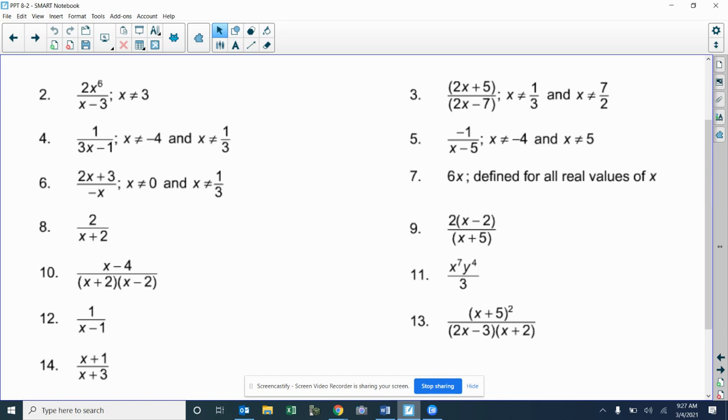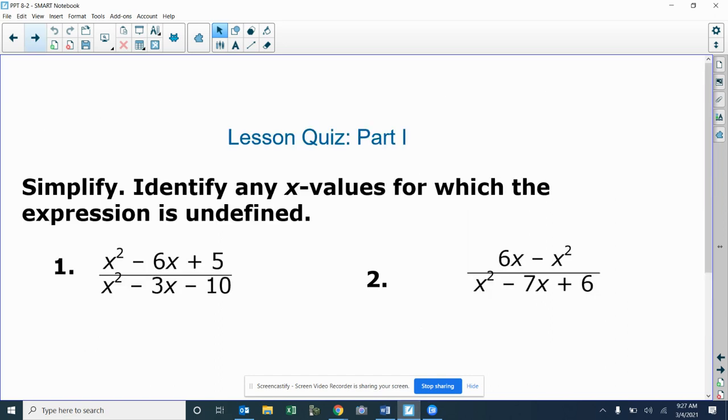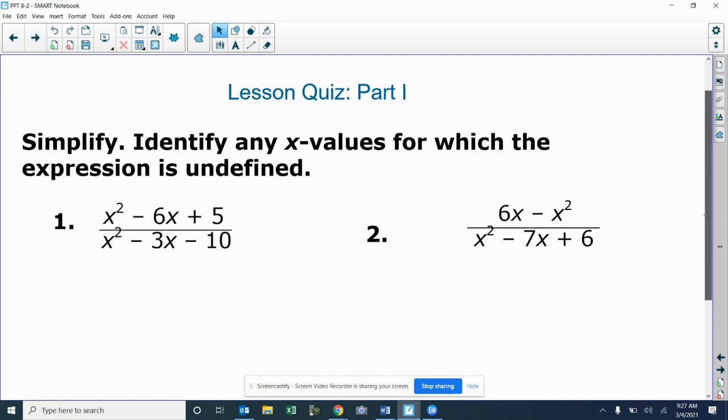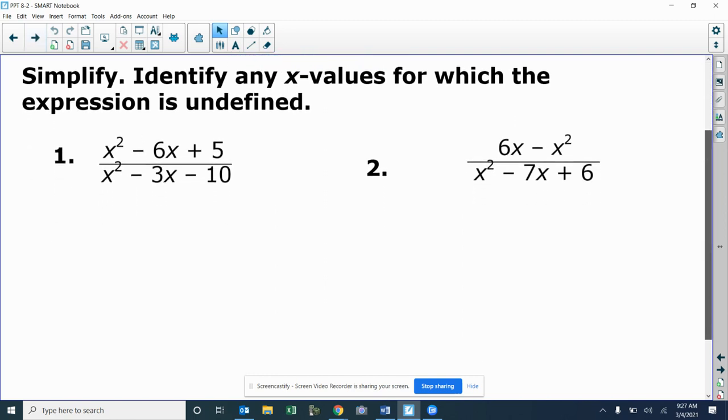Anybody still need those answers from yesterday? Everybody okay? All right. If you would, see if you can try to knock out 1 and 2 here.